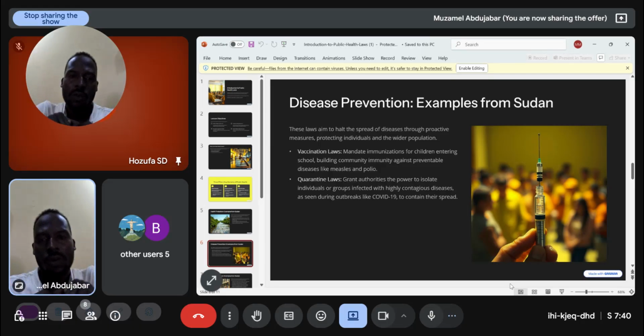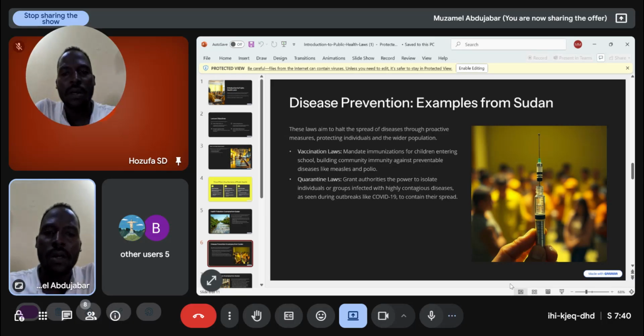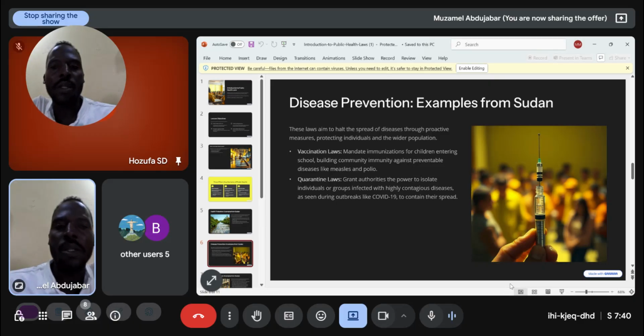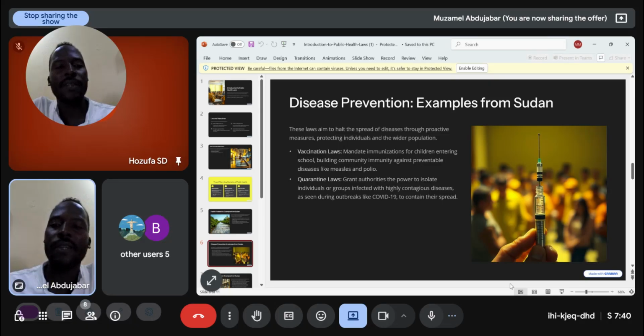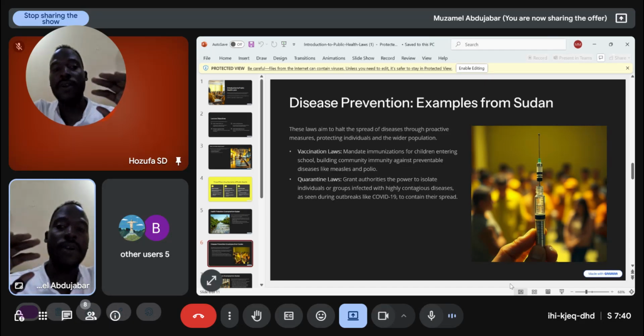One of them, the vaccination law, mandates immunization for all children entering school. Any child who wants to join school has to present a vaccination card to make sure the child has received the vaccination doses. Also, it builds community immunity against preventable diseases like measles and polio. That means there are campaigns for the whole community, or national vaccination, where everyone is given vaccines like polio and measles to raise the immunity of the community. This is for vaccination.